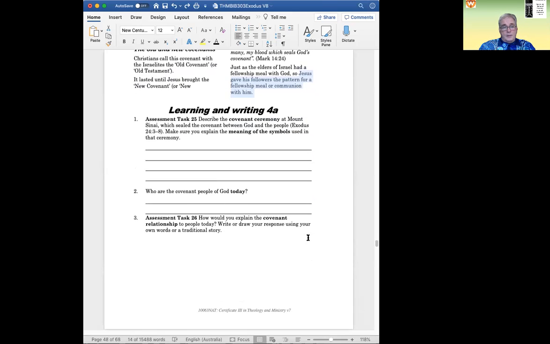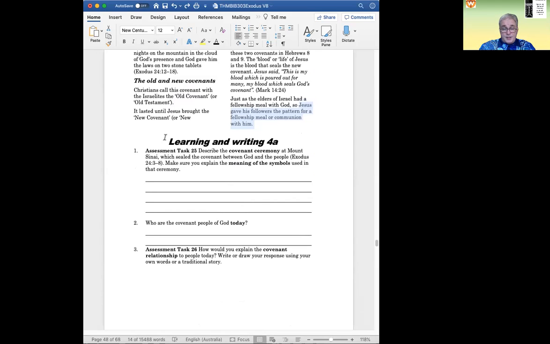Okay, what I'm going to suggest you do is have a look at these three questions, and I'm going to suggest you pause the video, and then we'll come back in the second half and have a look at some of the individual laws. So what you need to do is describe what happens at the covenant ceremony, which sealed the covenant between God and the people. So there's your Bible reference, those verses. Make sure you explain the symbols used in the ceremony. Okay, so there are a couple of symbols that are used. Why are they used?